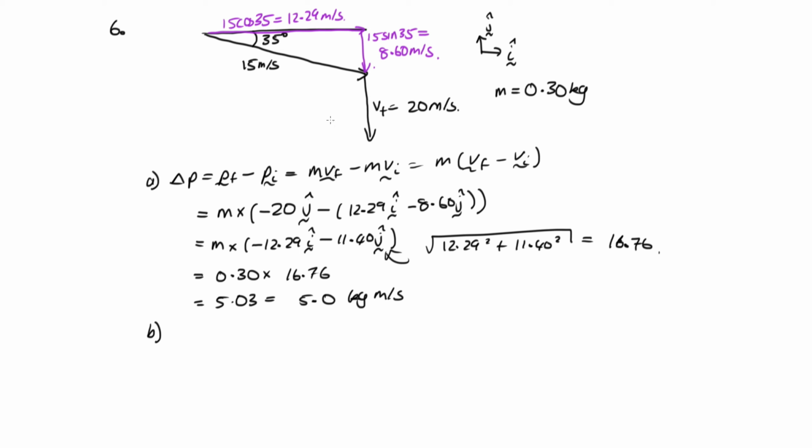Now in part B, it's pretty much the same question, except that now the final velocity is different. Rather than being down, the final velocity is now back towards the pitcher this way, and this is equal to 20 meters per second. Okay, so we do the same thing. We've got our change in momentum is equal to the mass times the final speed, but the final speed is now minus 20I minus the initial speed.